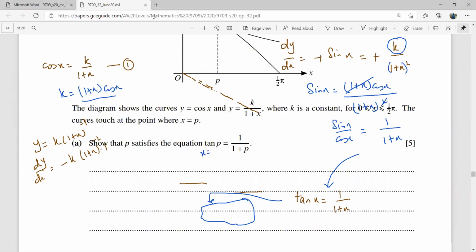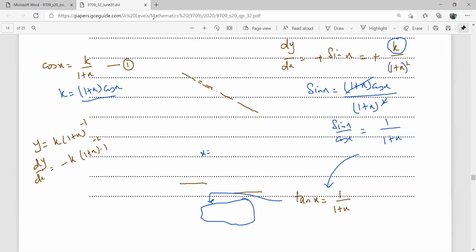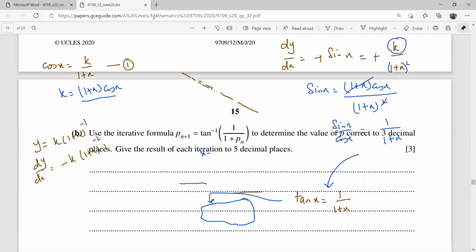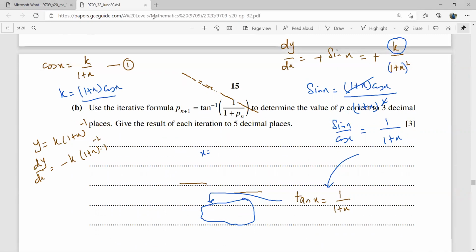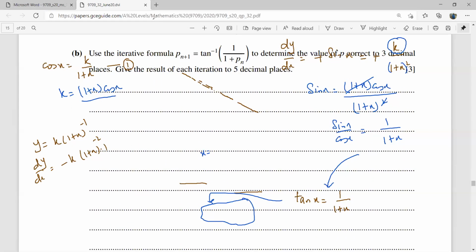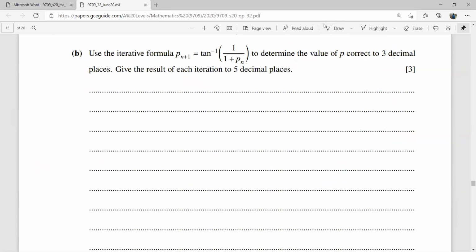Next it says, use the iterative formula this to determine the value of p correct to 3 decimal places. Give the result of each iteration to 5 decimal places. Okay, so here you have to use your calculators, guys, and let me clear this off. Okay, so you have to decide what would be your first value. Like, this is your iterative formula here. Guys, you must be ready with your calculators. Okay. This is 1 over 1 plus Pn.